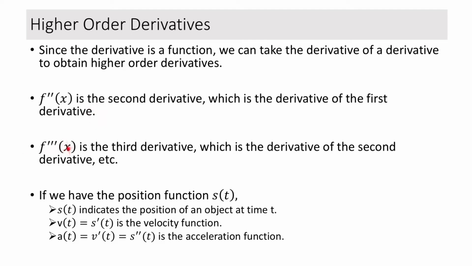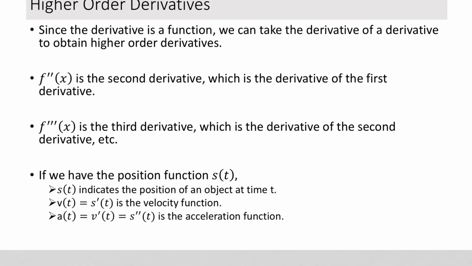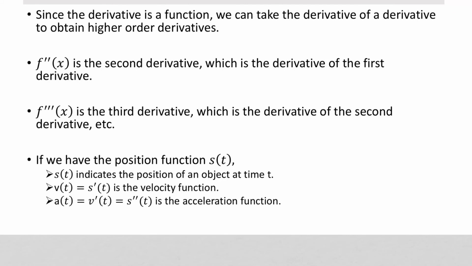F triple prime of x is the third derivative. It's the derivative of the second derivative. And the second derivative is the derivative of the first derivative, etc. So we could keep going if we wanted to. So there's some certain special higher order derivatives that we work with a lot. The position function, s of t, position as a function of time, like with the ball problem that we've done before. S of t indicates the position of the object at time t.